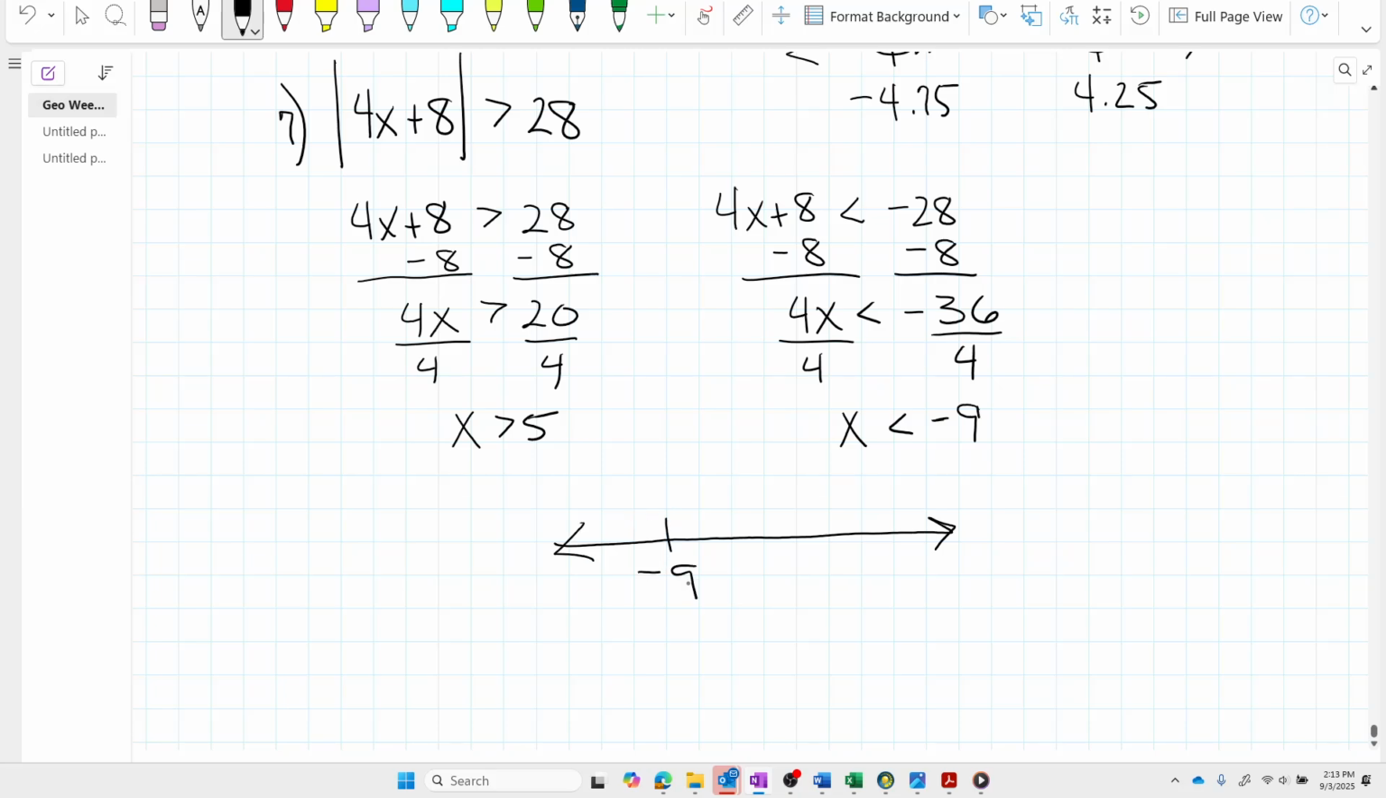So we go negative 9 on the graph, and we go positive 5 on the graph. We're less than the negative 9, so we're open and we're going left. We're greater than the 5, so we're open again and we're going to the right. So you'd probably see that answer with an OR in between it.